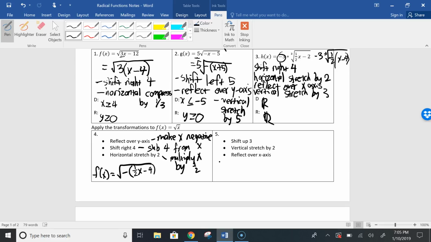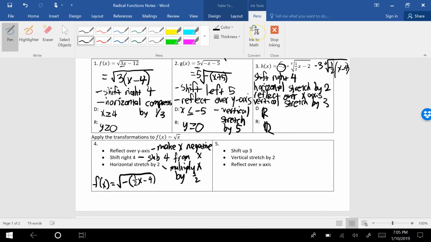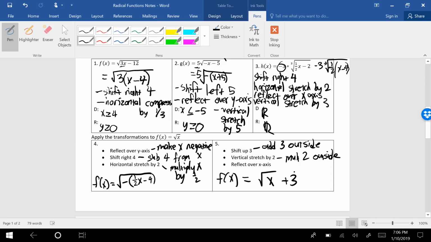As opposed to this one, it says shift up 3, and then vertical stretch by 2. So my shift up 3, we know, is add 3 outside. And my vertical stretch by 2 means multiply by 2 outside. All of these are vertical transformations. So I have square root of x plus 3, but because the vertical stretch is going to happen after the shift, I have to multiply that part by 2 also. And then, because my reflection happens after the vertical stretch, I have to make sure that I reflect everything. So outside the parentheses, I'm going to put a negative 2.